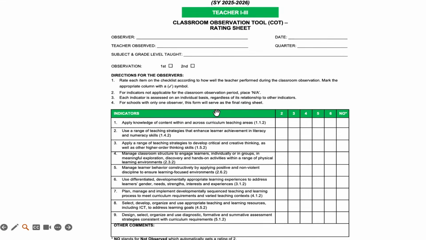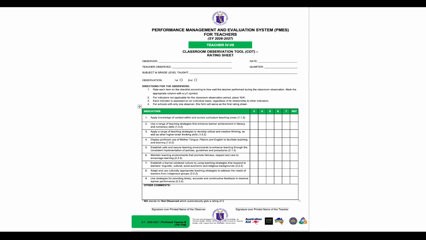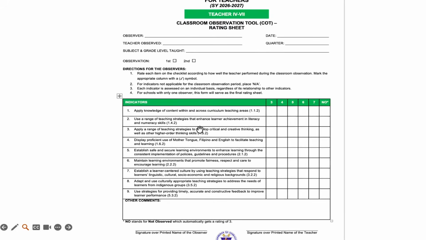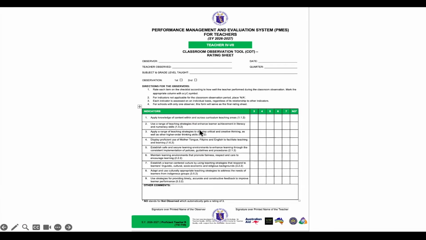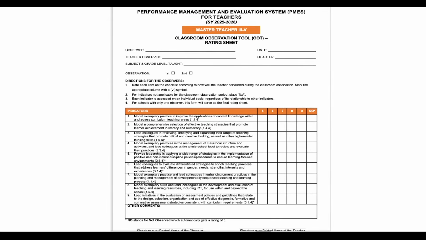So we are going to spend time sharing to you how you're going to be rated for each and what are the MOVs to prepare. Don't worry. So, and then we see here another one for teacher 4 to 7. Okay, and then another one for master teacher 1 to 3, still 9 classroom observable indicators. And then we have master teacher 3 and 5.